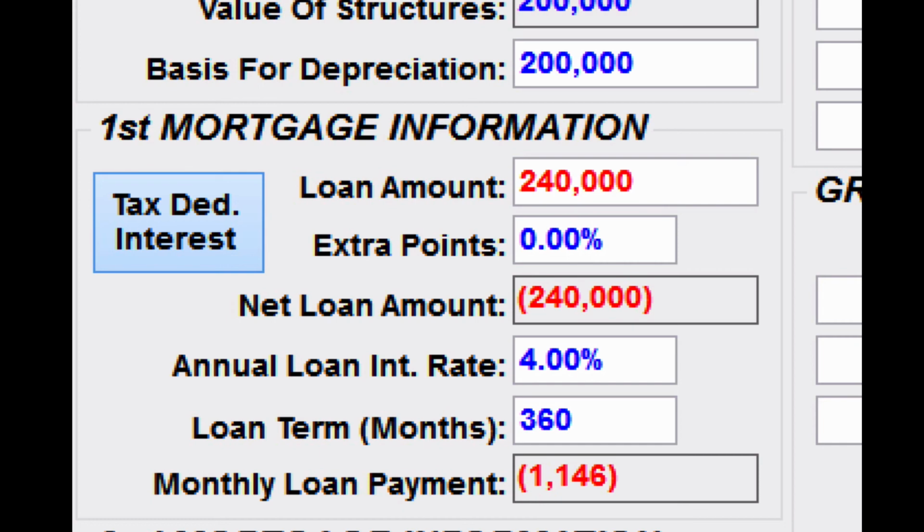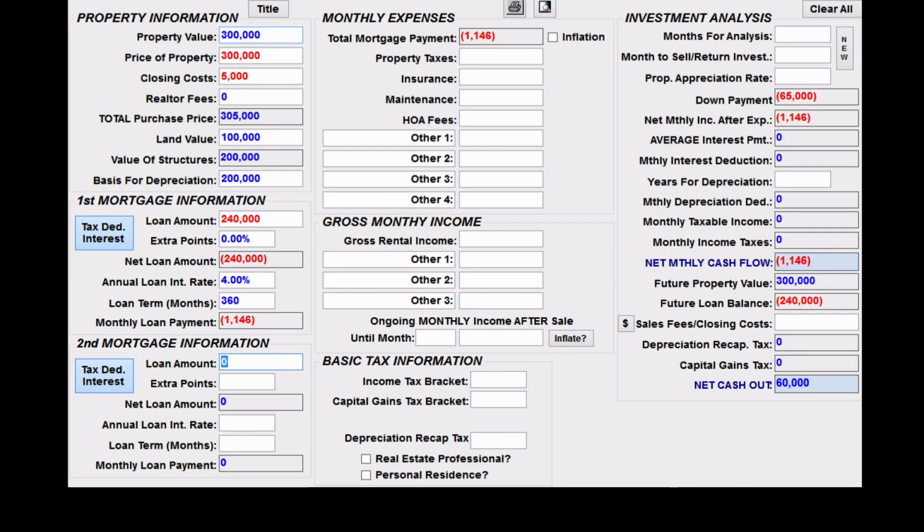We're going to assume a 4% mortgage rate. Can you do better? I don't know. And we're going to do a 30-year conventional mortgage, which will yield us a monthly loan payment of $1,146. Next, we'll look at the expense and income part of the analysis.